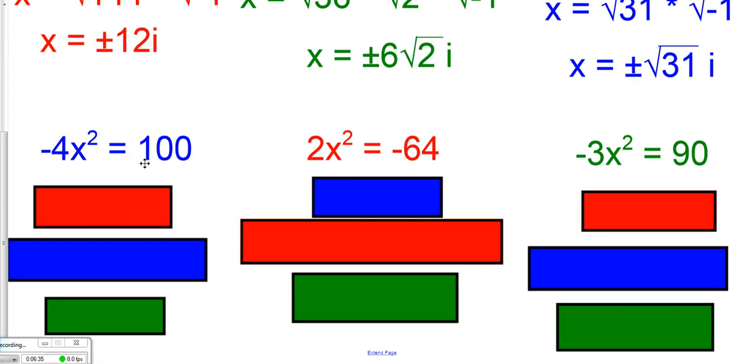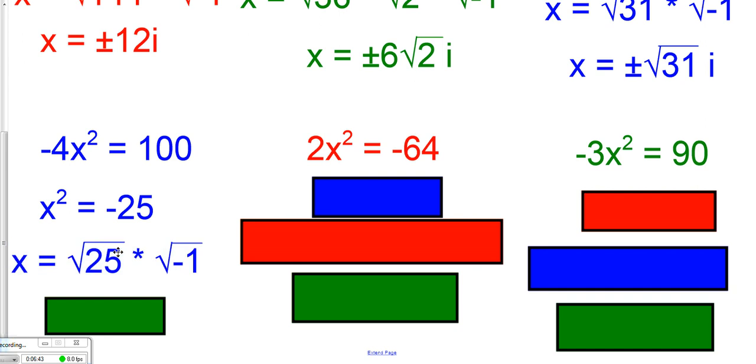Moving on to the ones that do have coefficients, divide both sides by this negative 4. So x squared equals negative 25. Square root both sides. So if you have the square root of negative 25, that's 25 and negative 1. Square root of 25 is 5, so it's plus or minus 5i.